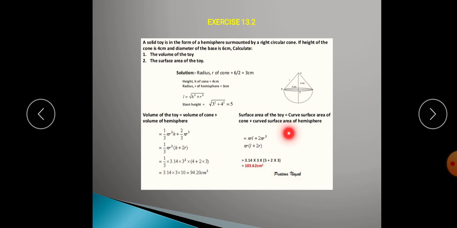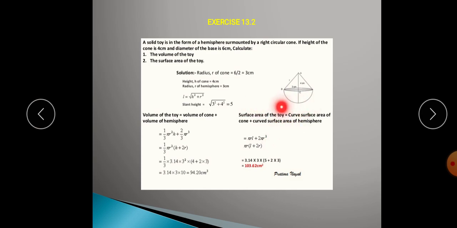Whenever surface area is asked, you only cover the outer part, not inside. So add the CSA of the hemisphere plus the CSA of the cone. For the cone CSA we need l, with formula pi r l. How to find l? The base radius is 3 and the height is 4, so by using the right angle triangle, the Pythagoras theorem, we get l as 5.